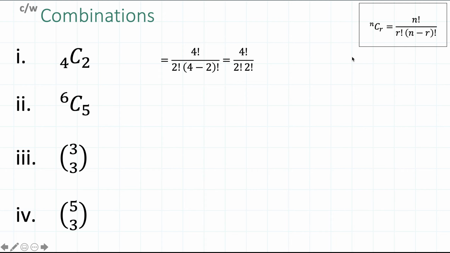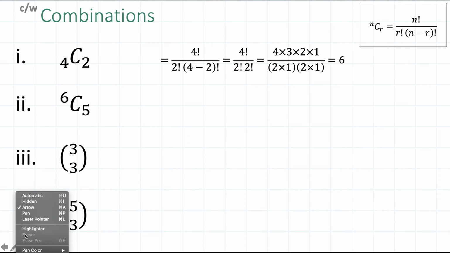For the first one, we're just going to substitute our n and our r. And n always has to be bigger. Obviously, you can't have 2 letters and then choose 5 from those letters. You can't. So we're going to substitute all the things in there, multiply out 4 times 3 times 2 times 1.